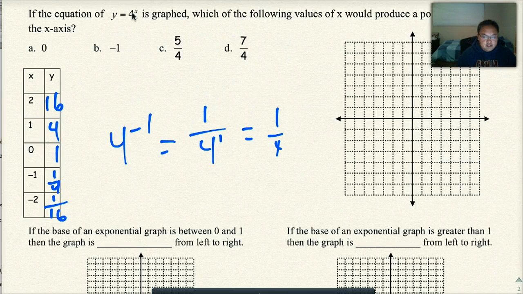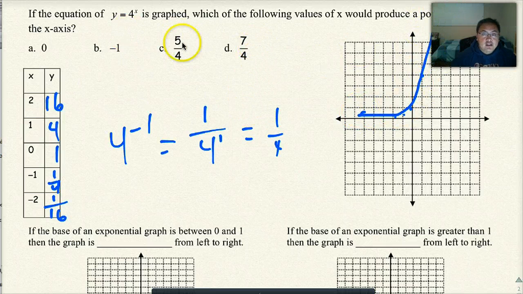So if I graph this, 2 is 16, so this is going to be way off the chart. 1 is 4, 1, 2, 3, 4. 0 is 1. I get 1/4, which is tiny, and 1/16, which is even tinier. My graph looks like this. It's just like the other graph, but in the opposite direction. The reason is that remember the last one had a number between 0 and 1. This one's 4, so it goes in this direction, and it's much steeper.